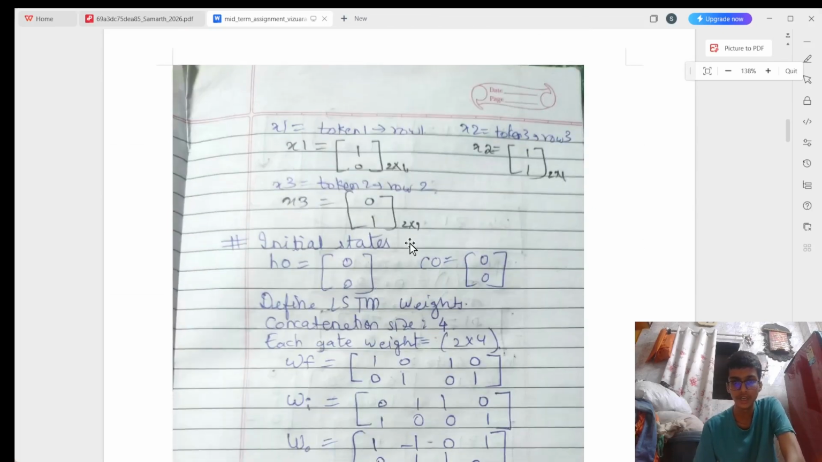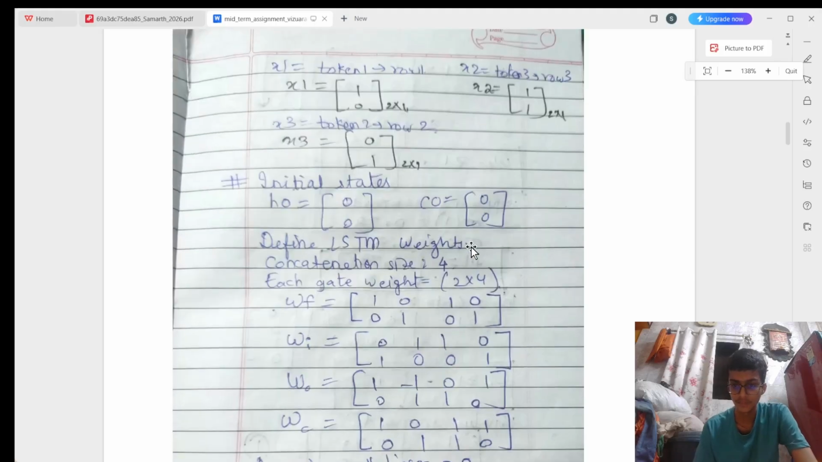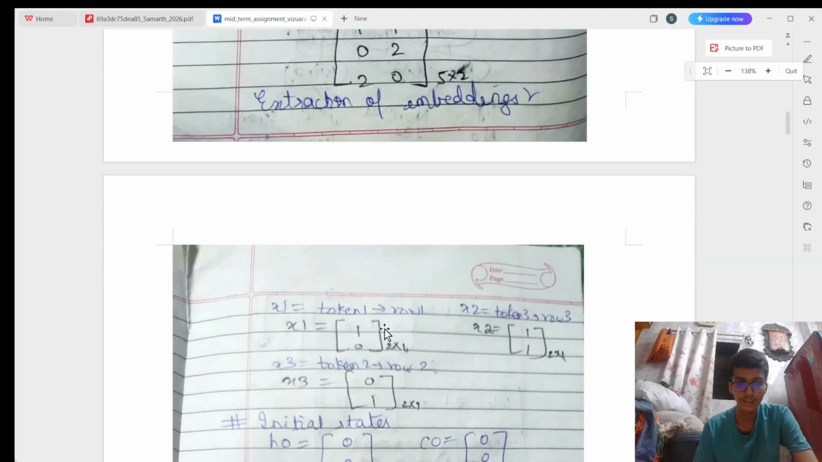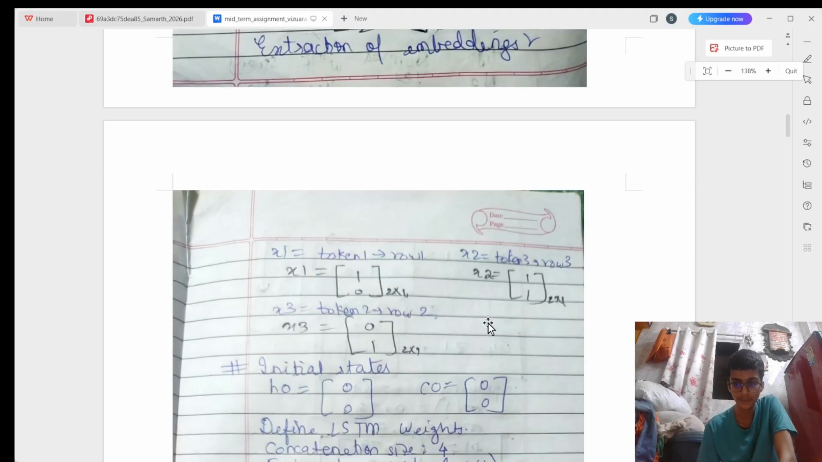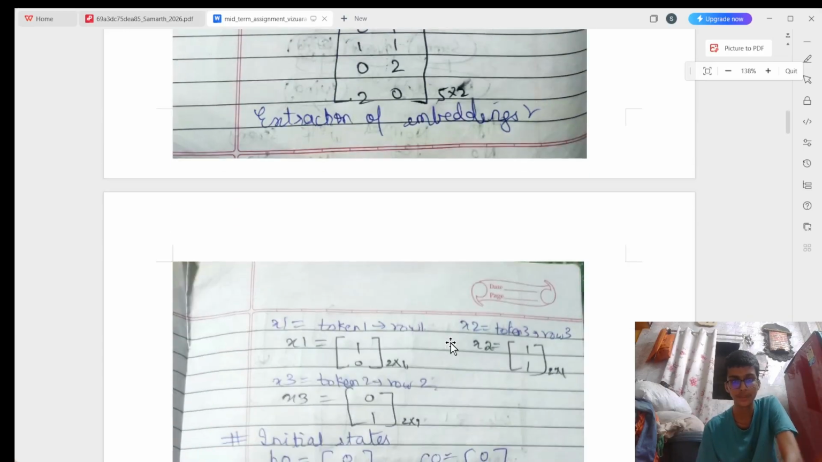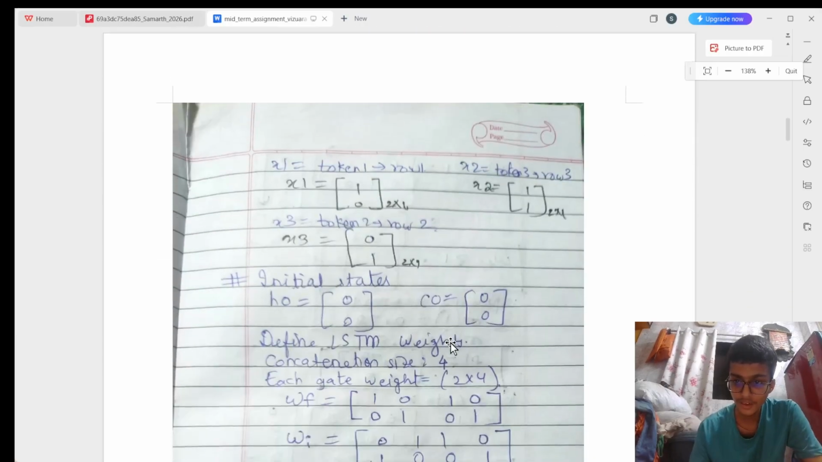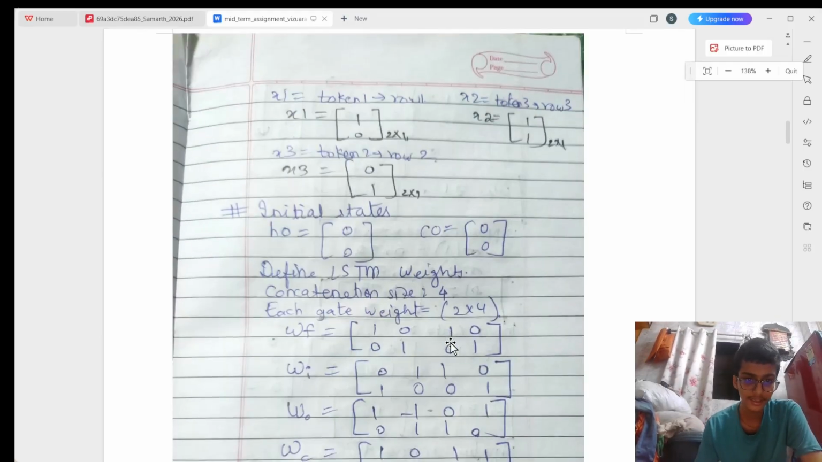So assume these are the three tokens which are available with us. First of all, this is the token embedding. So you can say this is the embedding. It will have a dimension of 2 by 1, 2 rows and 1 column, as you can see shown here. So after the embedding layer, each embedding will have dimension 2, and now we will compute the LSTM computation.